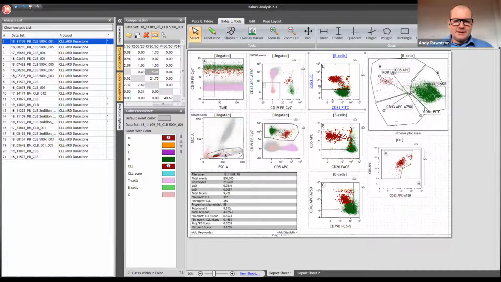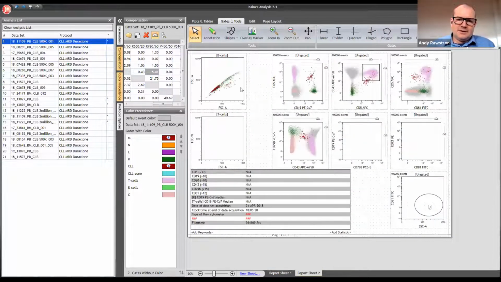And then polyclonal B cells, mature B cells, this number here. And then we report total B cell percentage of leukocytes, and then CLL cells as a percentage of leukocytes. And on the second sheet, we have a check on the width area analysis to check for doublets.